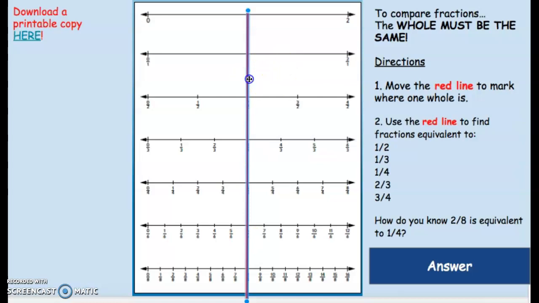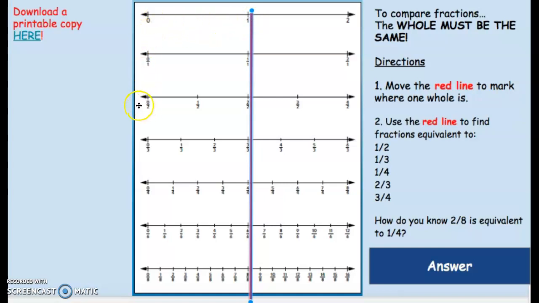From here I can see that 1 is equivalent to 1 over 1, 2 over 2, 3 thirds, 4 fourths, 6 sixths, and 8 eighths. That's because they're all the same distance from 0, or they all fill 1 whole fraction bar or 1 whole fraction circle. Let's try to find equivalent fractions for 1 half.